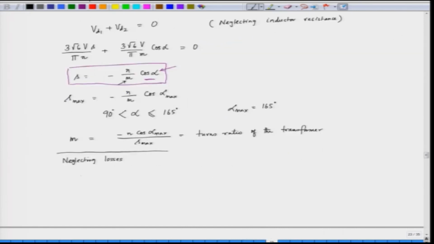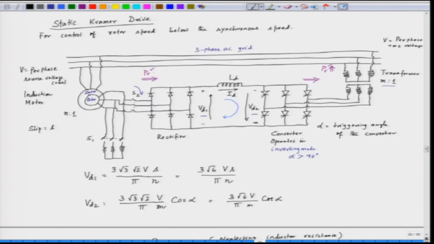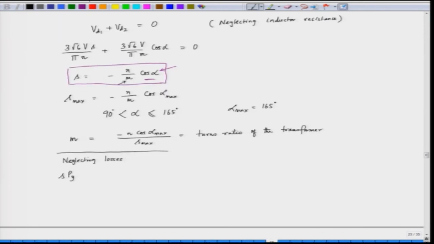So, neglecting losses, we can say that the slip power which is recovered is the slip power S into P g. The slip power which is being recovered is equal to V d 1 into I d, same as V d 2 into I d. So, P r is S into P g, that is equal to V d 1 into I d, and it is same as V d 2 into I d, the same power is being recovered here.